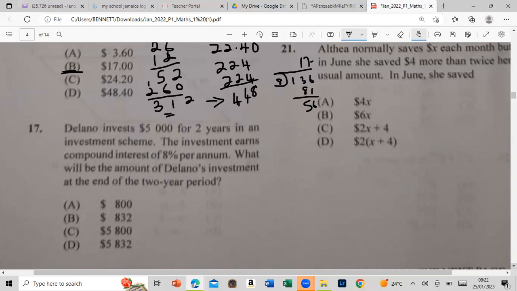8% per annum. I think I've seen this one, it's 832. Why are you guys stressed out, the kids and with them? Alright, so 5,000. There you go, I'm a calculator. How would I do this?